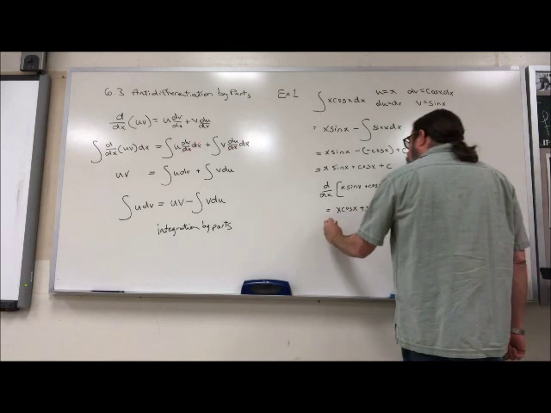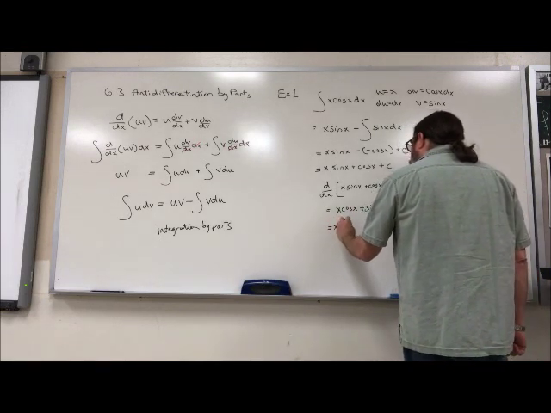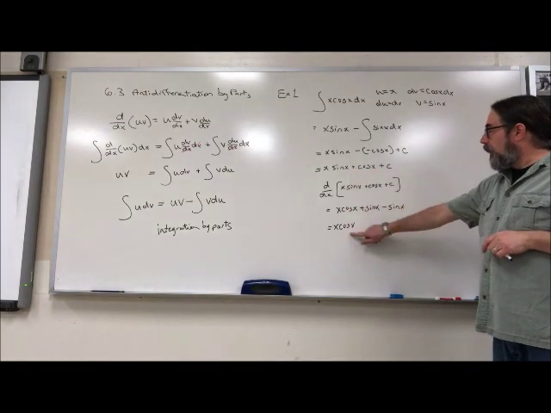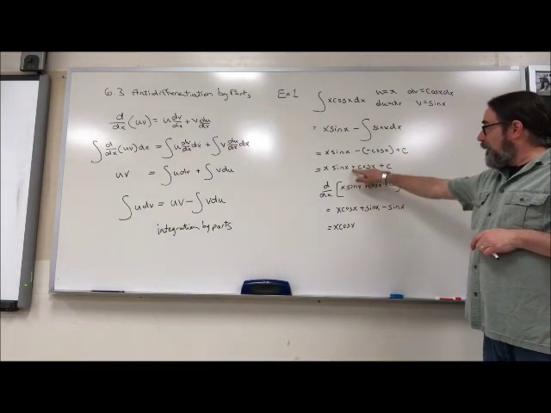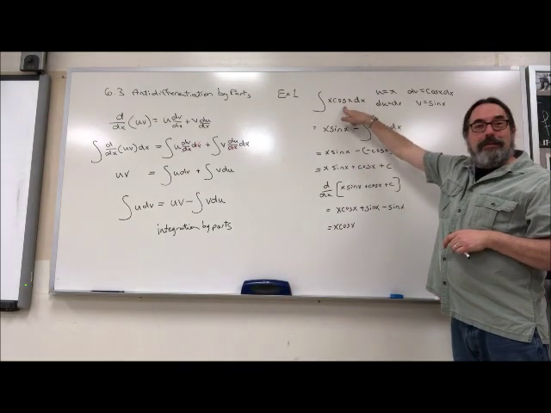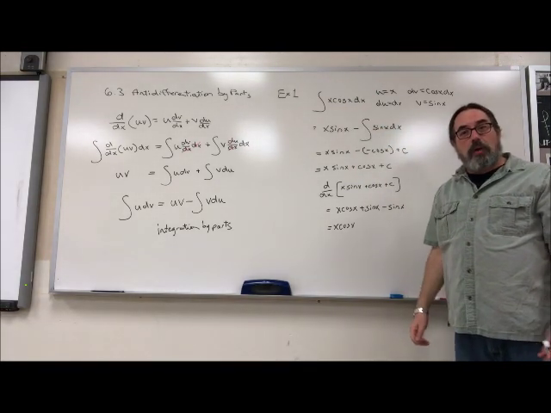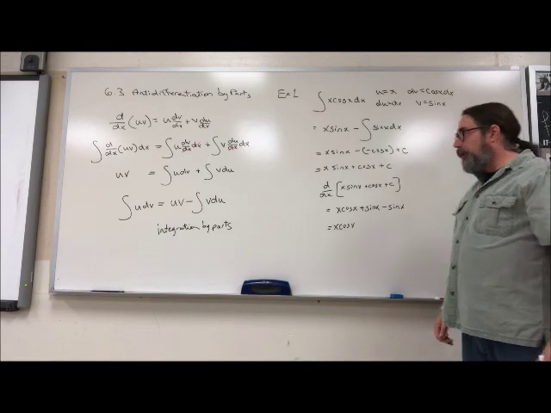So look what happens here. I get x cosine x. So the derivative of this is this. So that means that this must be the antiderivative of this. Okay? And that is integration by parts. That's a very simple example.